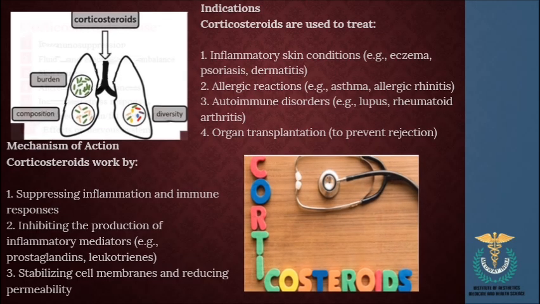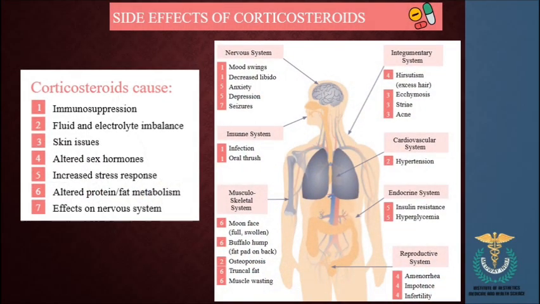As far as the side effects are concerned, broadly we have immunosuppression, fluid and electrolyte imbalance, skin issues, altered sex hormones, increased stress response, altered protein and fat metabolism, and effects on the nervous system. So through this diagram, we can understand that as far as the nervous system is engaged, there can be mood swings, decreased libido, anxiety, depression, and seizures. In the immune system, infection can happen, or there can be oral thrush.